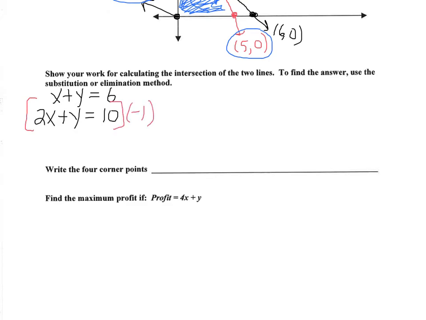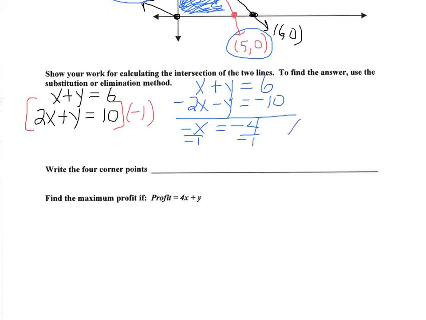So now let's write down what our new equations are. Our top equation stays the same, x plus y equals 6. Our bottom equation now turns into negative 2x minus y equals negative 10. Let's add these together. I would have negative x equals negative 4. And then if I divide both sides by negative 1, I'm going to end up with x equals positive 4. Halfway done.